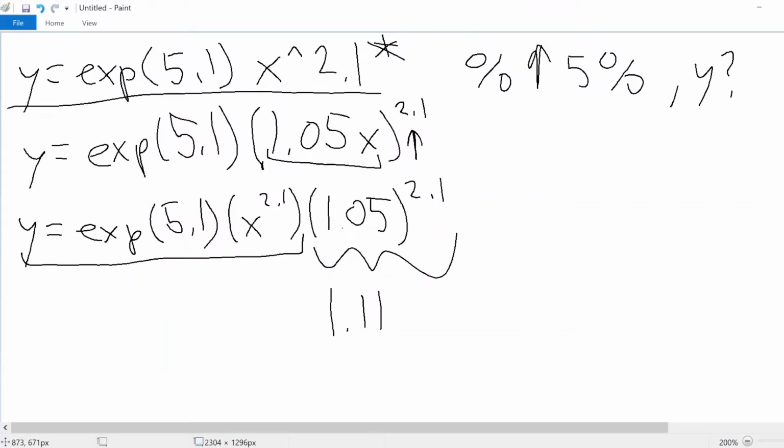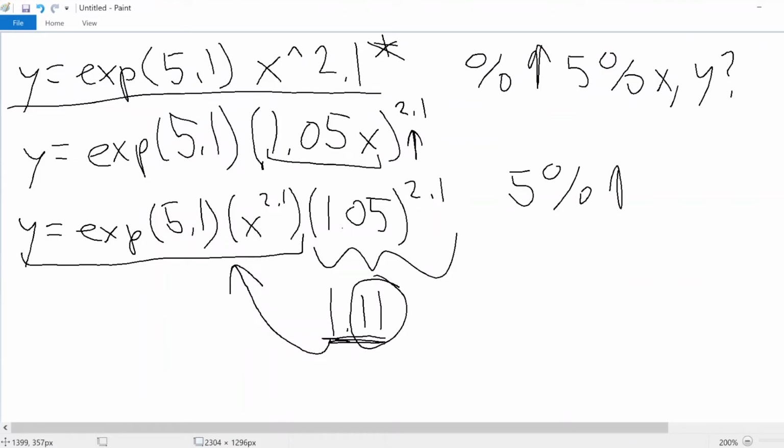So we can say that this is actually being multiplied into our regression equation. That's saying that for every 5% increase in x, y increases by this 11%. So we can write it out: a 5% increase in x results in an 11% increase in y.